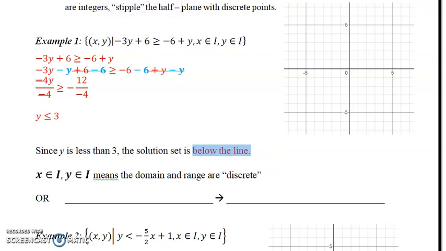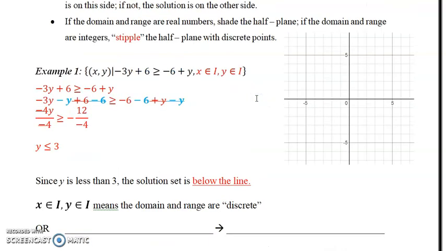Now we've got to look at the integers. If you see up here, it says x is integers, y is integers. That means you can't have a decimal, so you can't have a solid line. You have to do what's called stipple, which means you're going to plot each individual point. I know that sounds like a headache. It actually is, so I'm going to do that here on your graph.